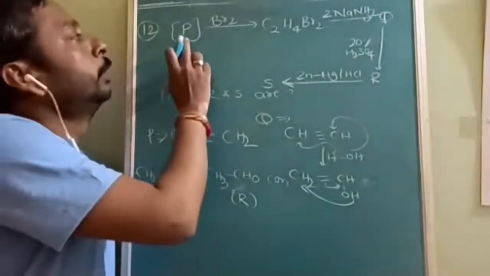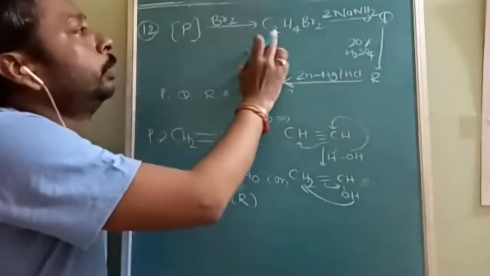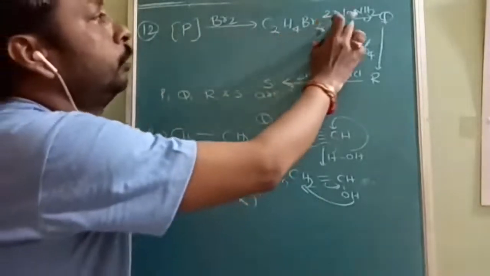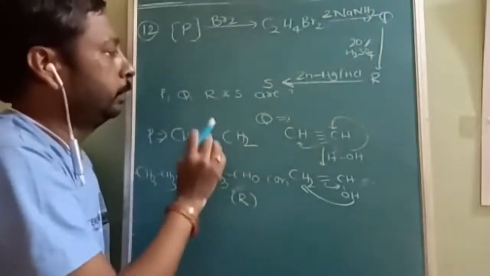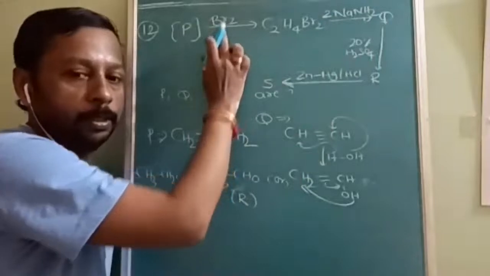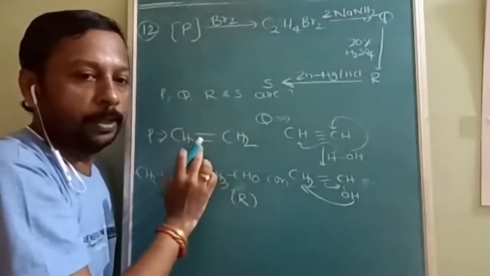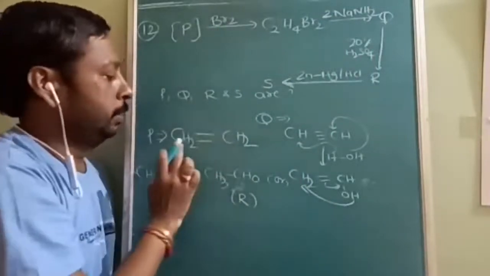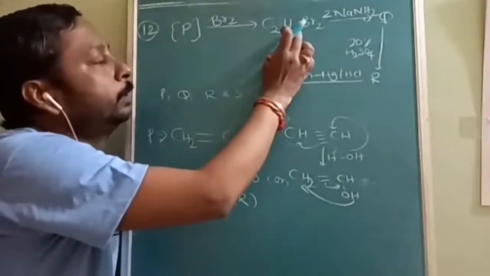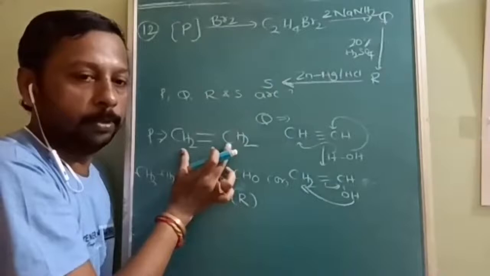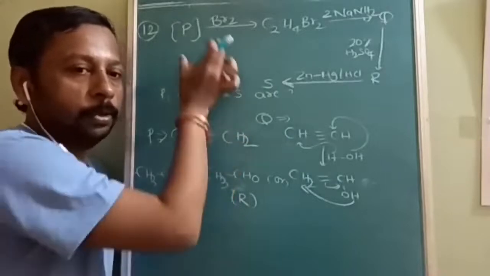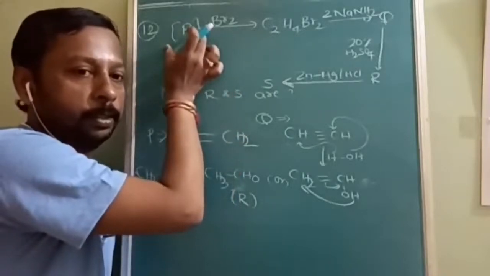Okay, in this question, Br2, C2H4Br2, 2NaNH2. First, when it is added with bromine, it is converting into what? Alkane, single bond. That means one double bond must be there: CH2 double bond CH2. So how could I come to know P? Is it clear now?